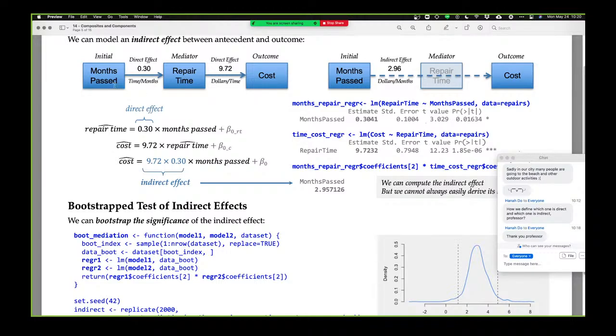So we're not interested in the total effect of months passed on cost. We're only interested in the indirect effect through repair time. In this relationship, repair time, which has a direct effect, is often called a mediator. A mediator, MED, med, is a word that we often use for something in the middle. Like in Chinese, zhong would be something in the middle. So in a lot of European languages, med is something in the middle.